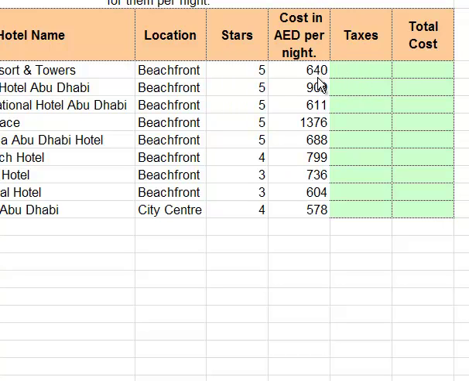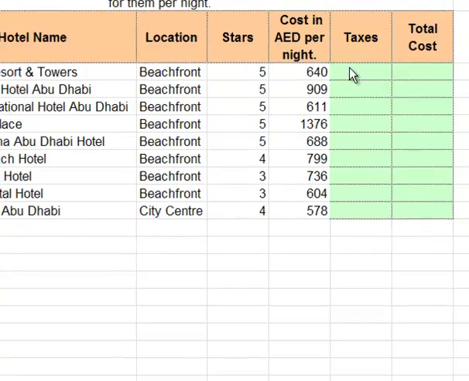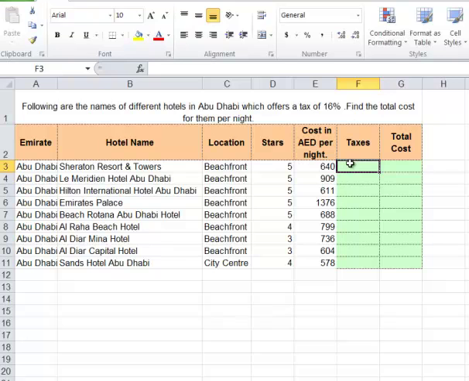Because the hotel offers a tax of 16% on the rent per night, to find the total cost will be the tax plus the cost per night. So to find the tax, I'll select the cell, equals, because it is 16% of the price per night, I'll just type in 16 over 100, 16% times the cost per night, so this cell E3. I'll click on enter. This calculates the tax charged per night.